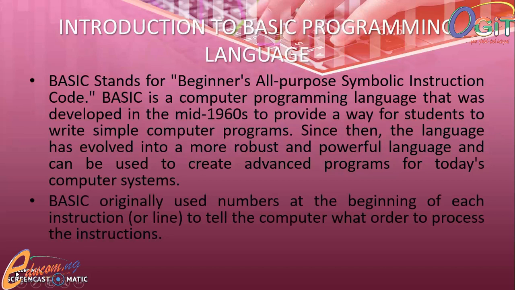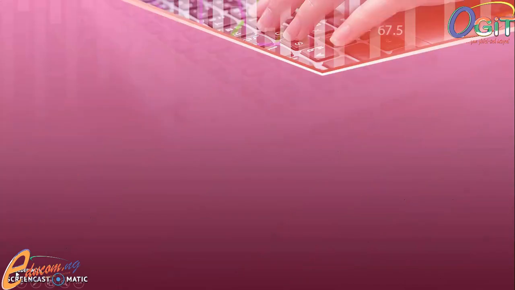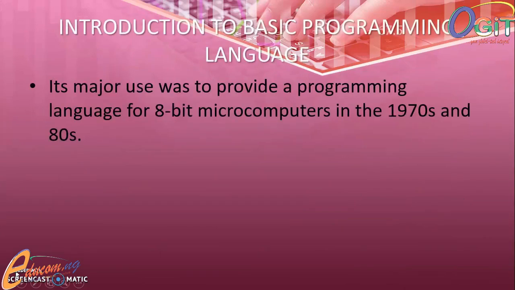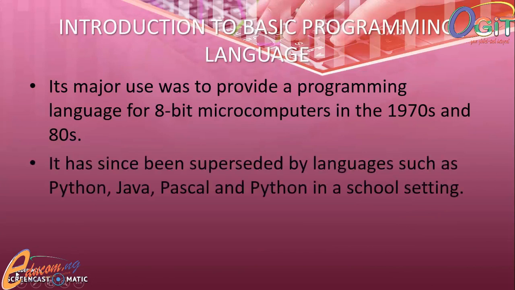BASIC originally used numbers at the beginning of each instruction or line to tell the computer what order to process the instructions. Its major use was to provide a programming language for 8-bit microcomputers in the 70s and 80s, but it has now been superseded by languages such as Python, Java, Pascal in a school setting.